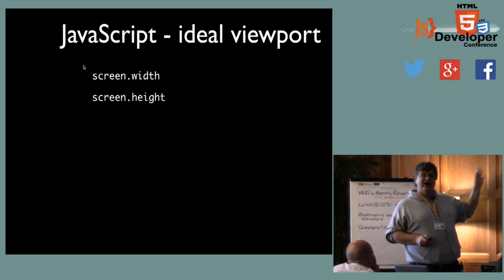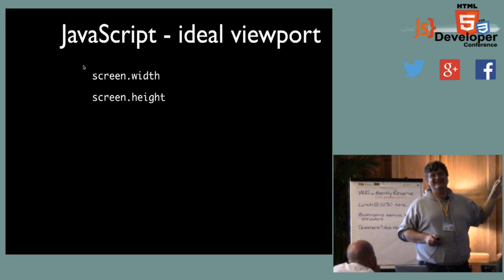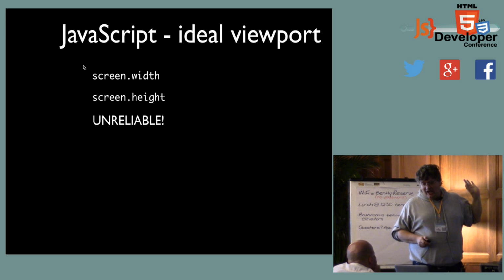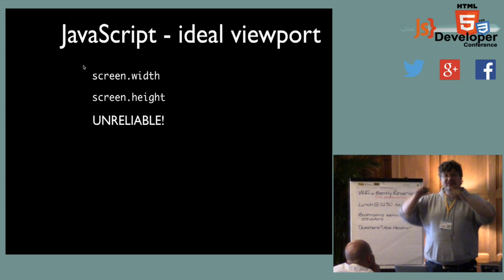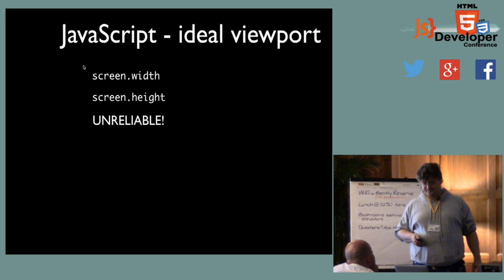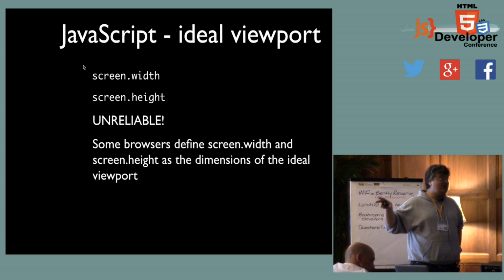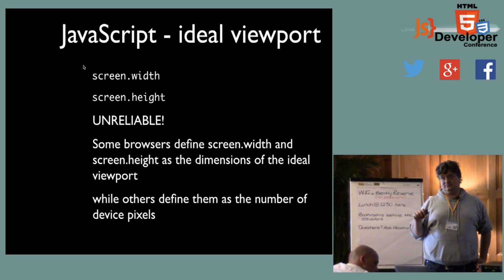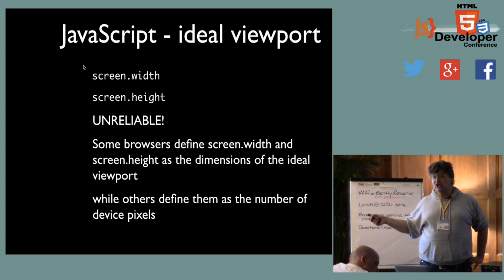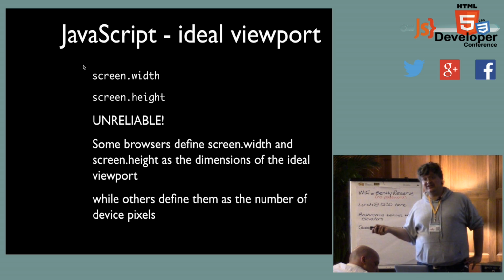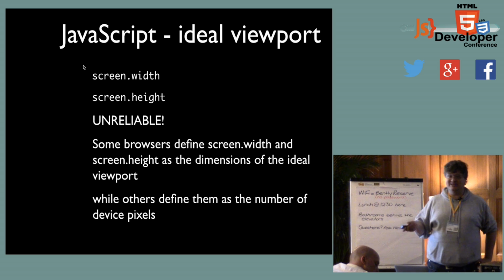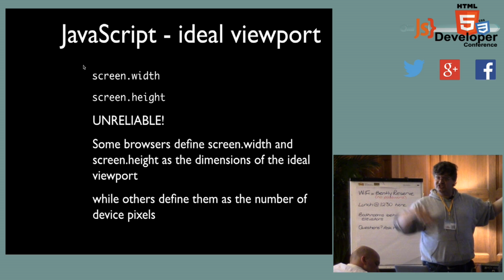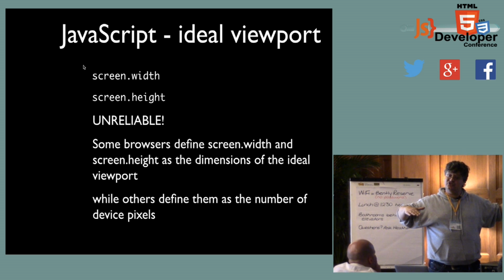But first of all, can we read out the ideal viewport sizes in JavaScript? Kind of. Unfortunately, it's unreliable. This is the screen.width and screen.height problem that I mentioned earlier. Screen.width and screen.height just used to mean the number of device pixels on your screen, right? But it doesn't anymore. The problem is that some browsers nowadays define it as the dimensions of the ideal viewport, while other browsers still use the old definition of device pixels. And you don't know beforehand what you're going to get. So if you read out screen width and screen height, you may get the right information, you may get the wrong information. You just don't know, which makes it unreliable. Incidentally, this very fact also means that all the nice analytics packages that give you resolutions of mobile devices that visit your sites are unreliable.